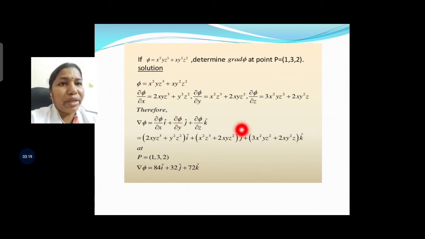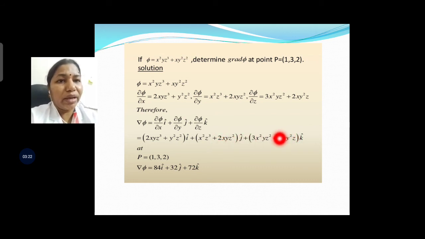So at point P (1, 3, 2), del phi: x is equal to 1, y is equal to 3 and z is equal to 2 is applied. Here 2 into 1 into 3 into 2 cube, here 3 square into 2 square, here 1 square and 2 cube. So we have to substitute the values for x, y, z. So here we will get del phi is equal to 84i plus 32j plus 72k. So this is the gradient of phi.